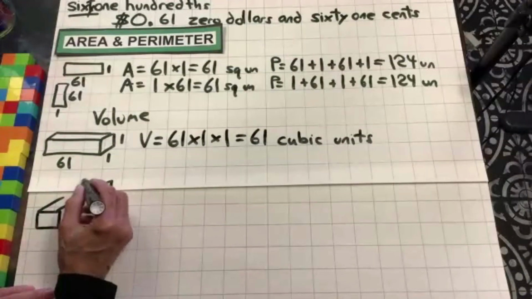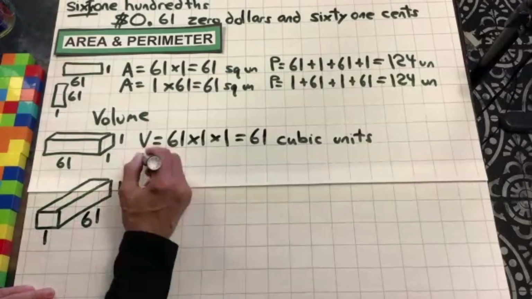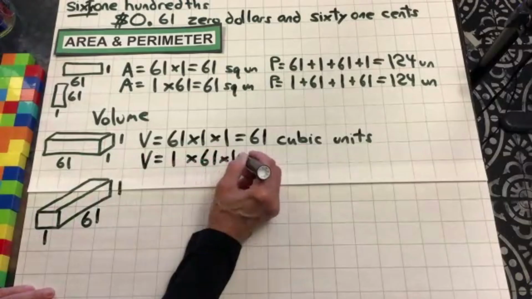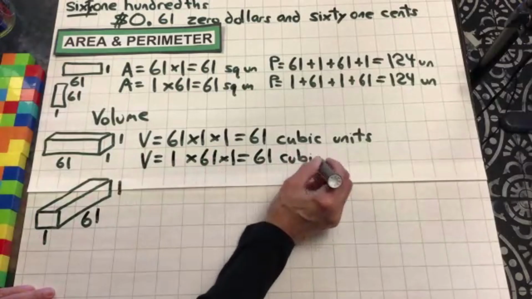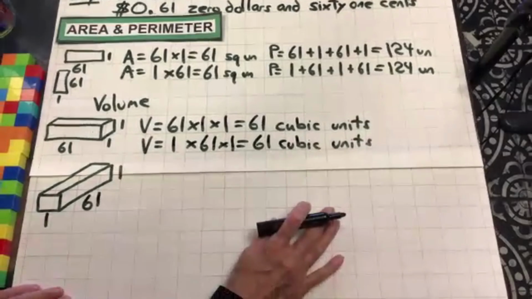I'm going to draw that for you. 1 by 61 by 1. Now, you might not have the same order as me. That's okay. Just check them off. No erasing. So that's how that looks.